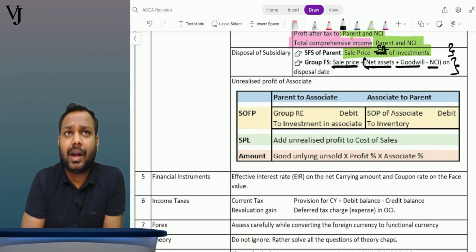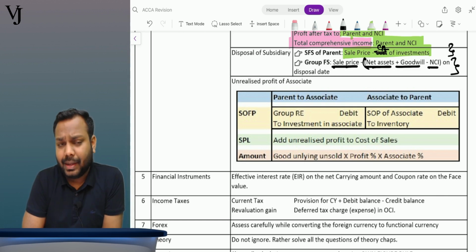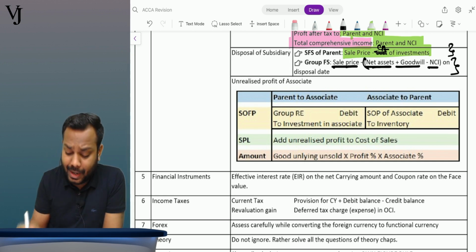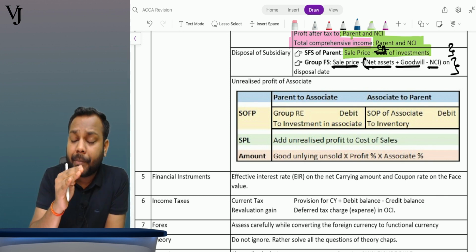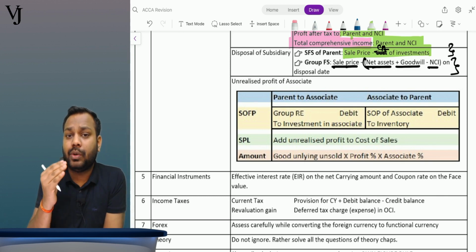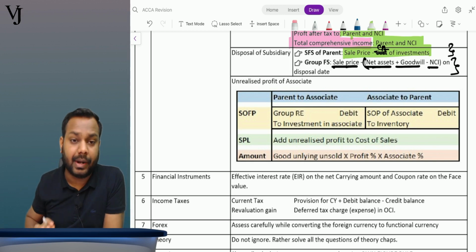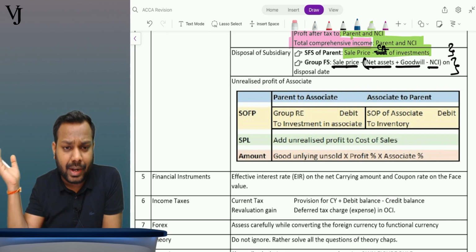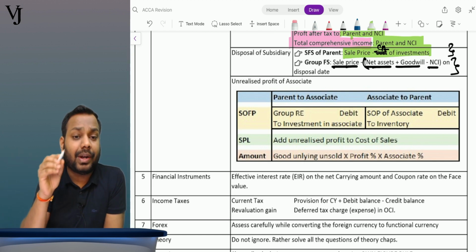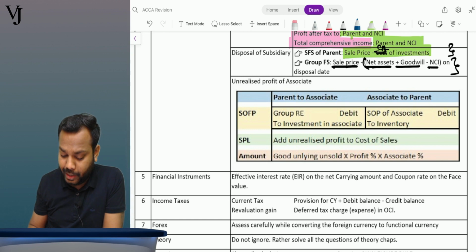Now, unrealized profit. I have seen that with unrealized profit between subsidiary and parent, students are able to handle it nicely; they don't have any challenge in that. But in the case of associate, they struggle. So let me tell you, if the parent company has sold to the associate, then who has earned the profit? Parent company. So reduce the profits of the parent company, that is group retained earnings. Now, who has the inventory? Associate. So are we recognizing the inventory of the associate? No. So it is reflected where? Investment in associate. So the entry will be group RE account debit to investment in associate.